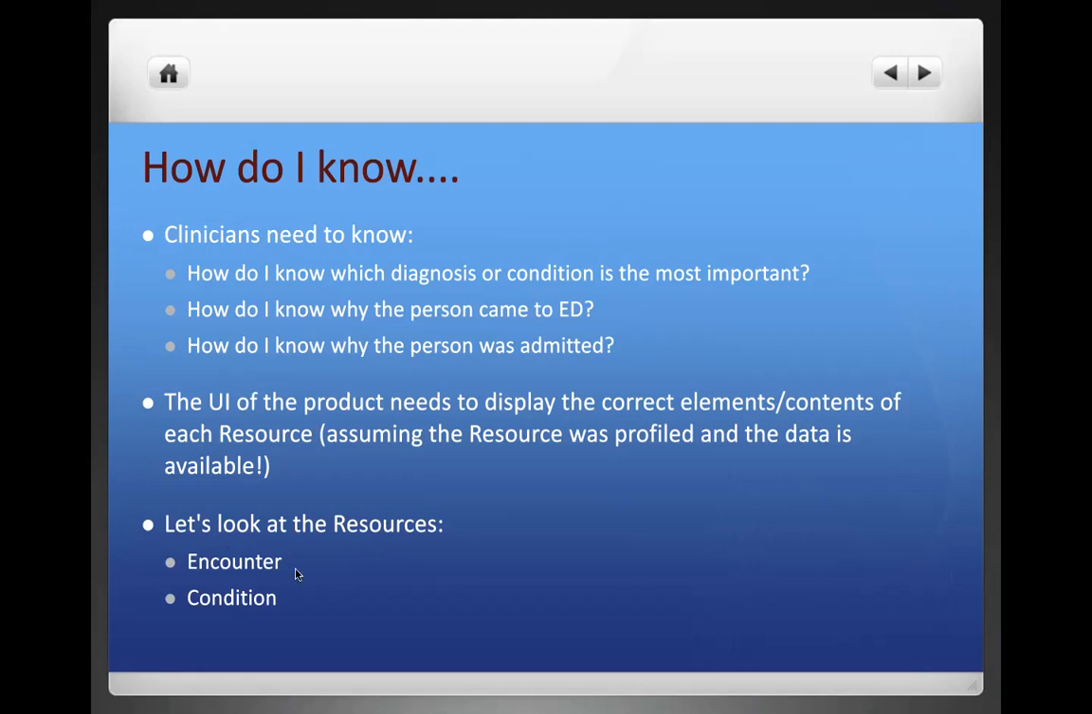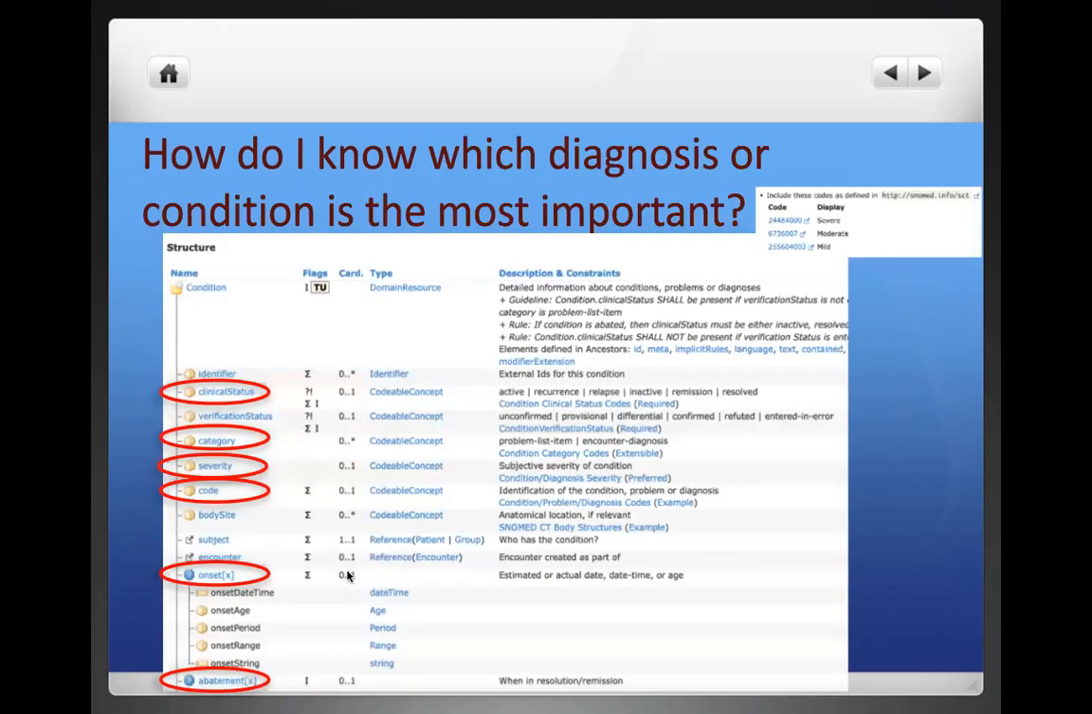Let's go take a look at the resources. Encounter, which is like a visit, and Condition. Let's go look at these two resources. How do I know which diagnosis or condition is the most important? This is the Condition resource that we're looking at right now, and let's take a peek at it. Some of the important elements. Here we have a clinical status. The clinical status is active, or maybe it's inactive.